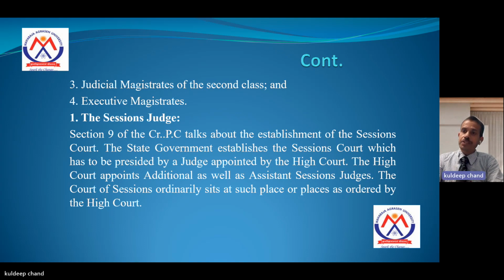Section 9 of the CrPC talks about the establishment of the Sessions Court, and it is the highest court in the district. The state government establishes the Sessions Court, which has to be presided over by a judge appointed by the High Court. The High Court appoints additional as well as assistant sessions judges. The Court of Sessions ordinarily sits at such place or places as ordered by the High Court.